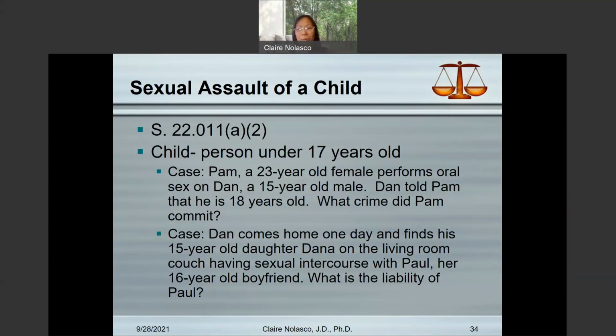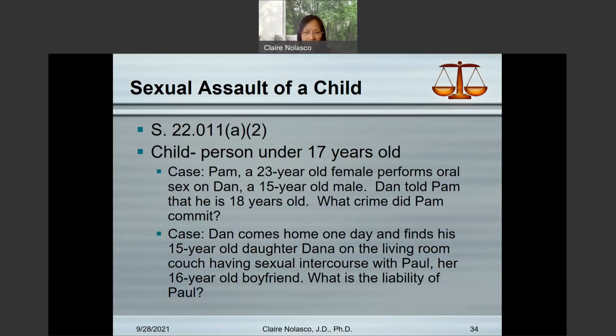Pam, a 23-year-old female, performs oral sex on Dan, a 15-year-old male. Dan told Pam that he is 18 years old. What crime did Pam commit? It would be sexual assault of a child because Dan is a 15-year-old male.